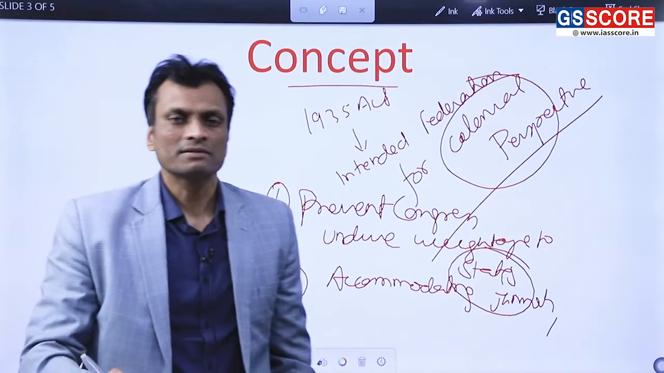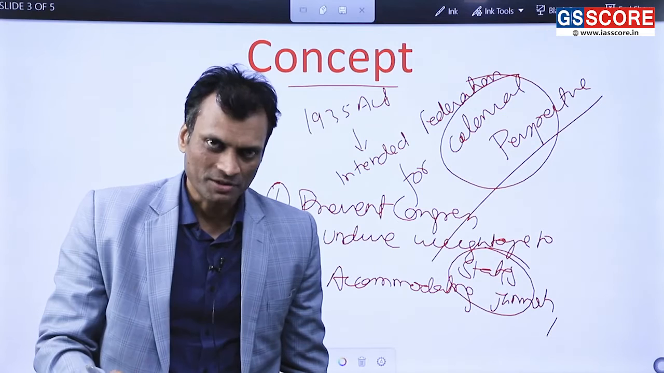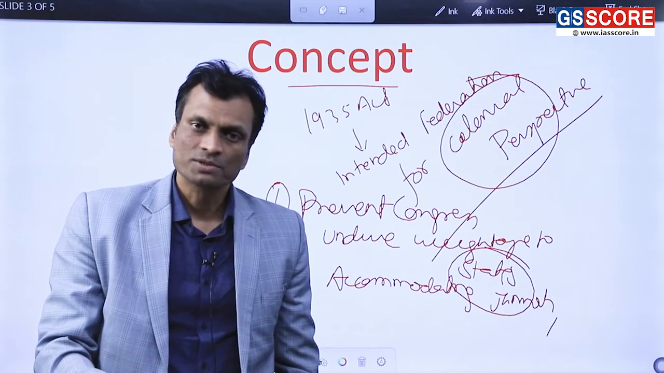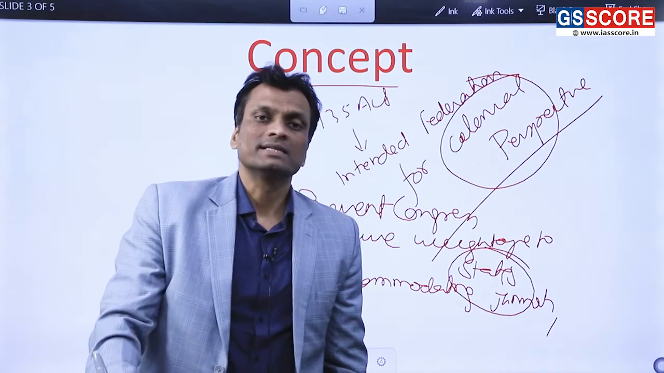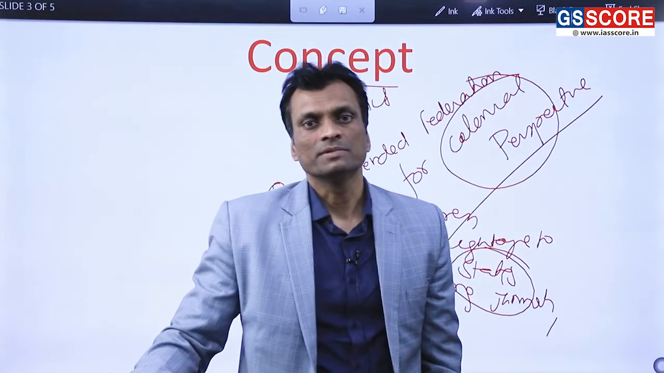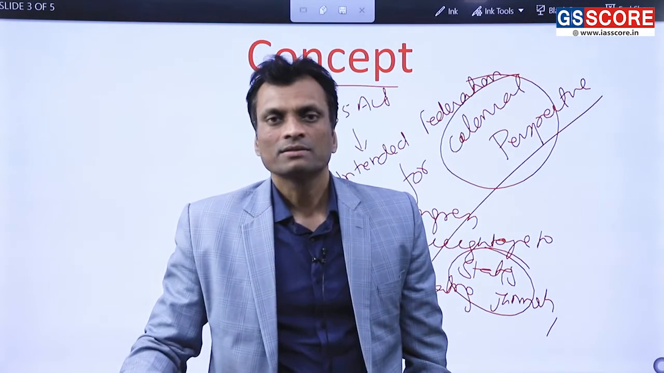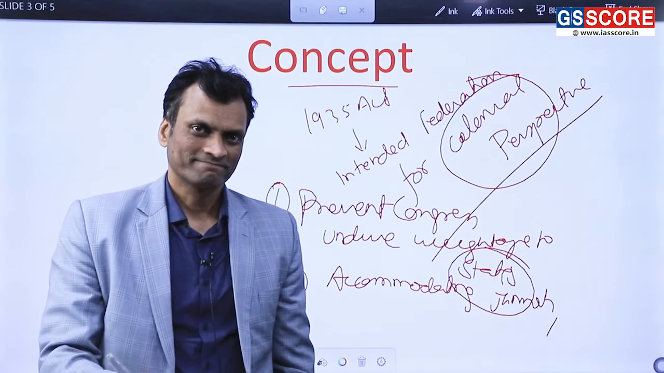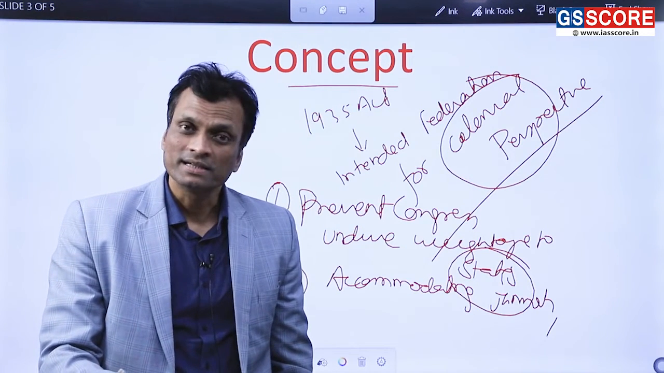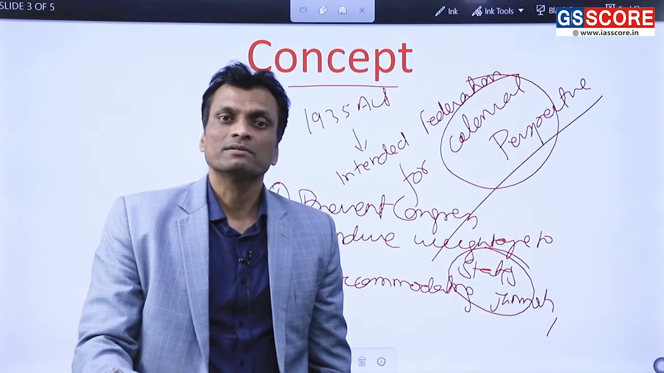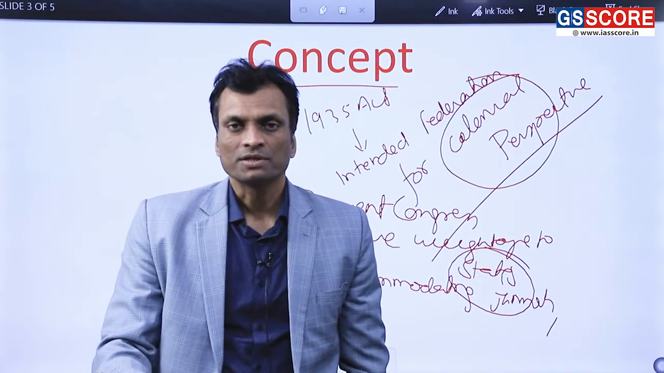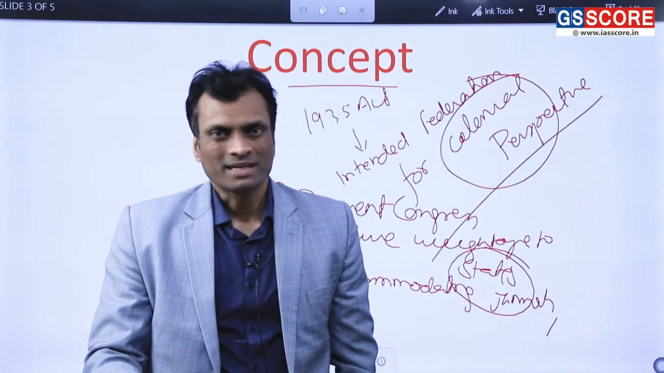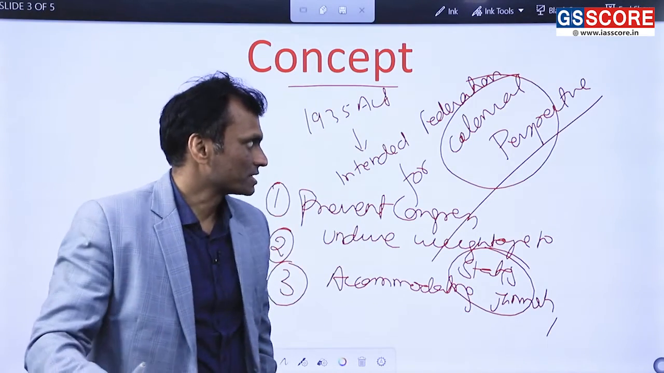So the 1935 Act was actually nominally federal, and you know very well that the princely states could never join the proposed federation, and therefore the 1935 Act Federation never came into existence until the Constituent Assembly of India decided to have a federal constitution. And the government of India continued to run as per the Government of India Act 1919, meaning the Montagu-Chelmsford reforms. So the federal provisions of 1935 actually never came into existence.